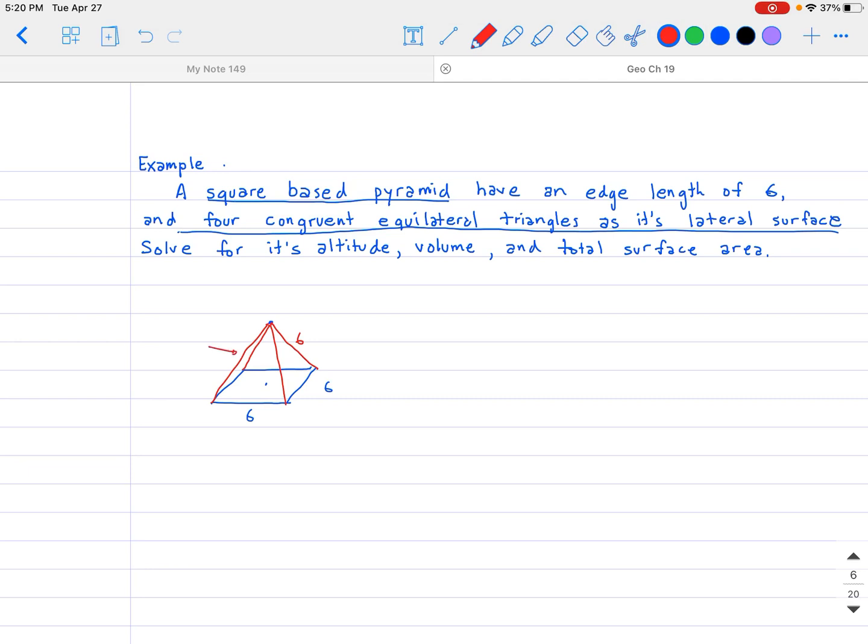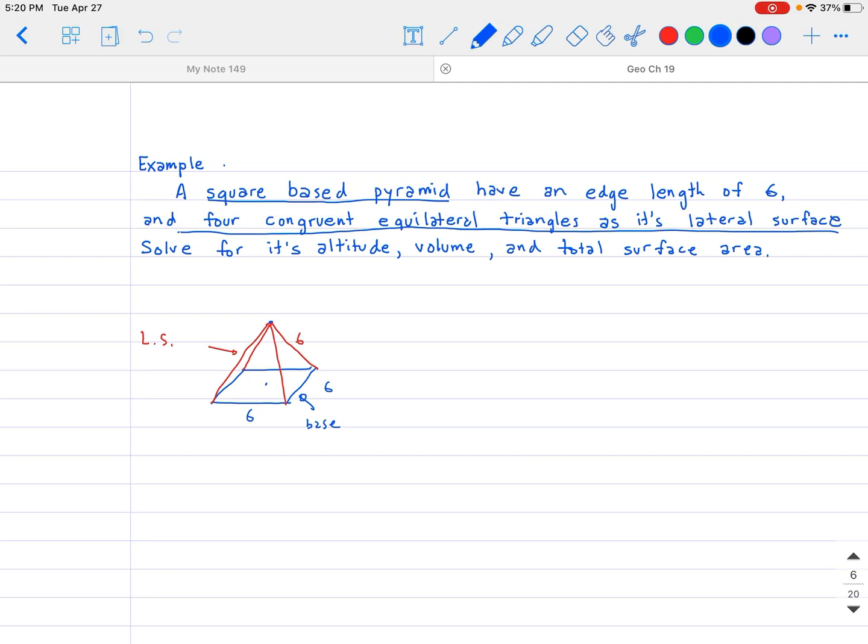Okay, so right there, the red, that's my lateral surface. Whereas this right here, the blue, that is going to be the base. So kind of like some new terminology. All right, so there you go. Now I want to find out what the altitude of this pyramid is. I want to solve for the volume of this pyramid and also the total surface area.